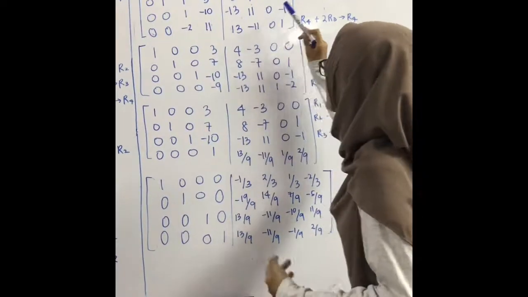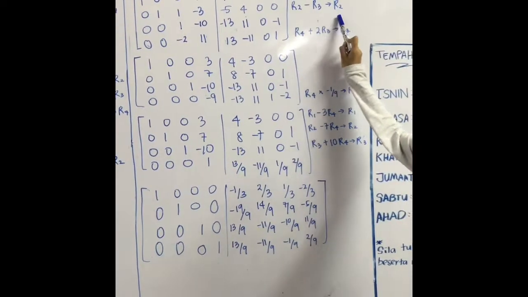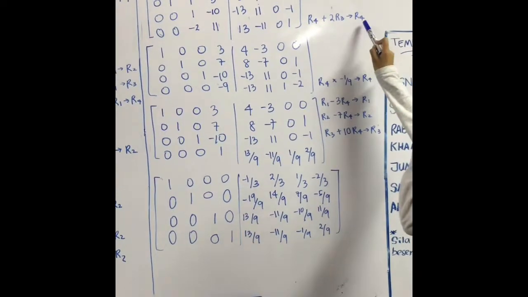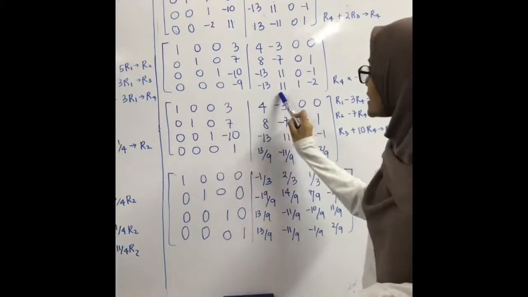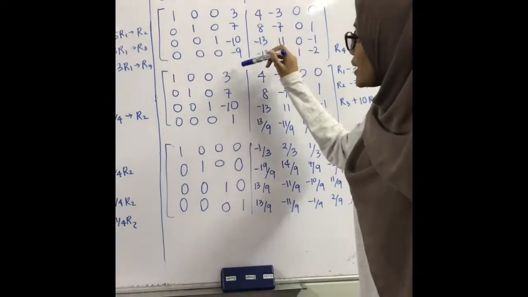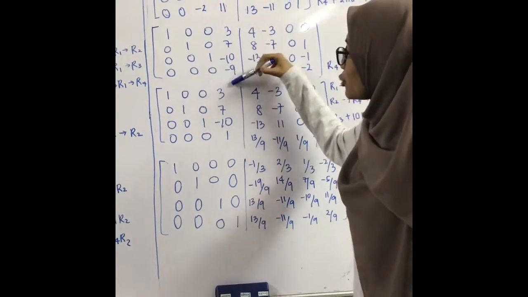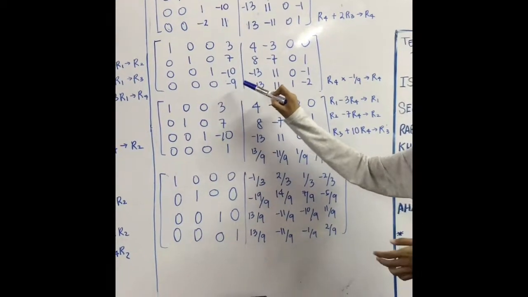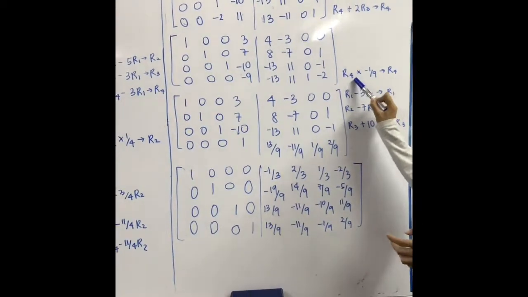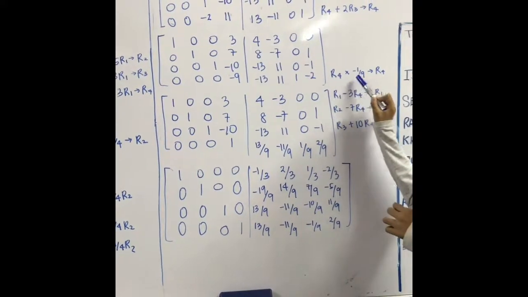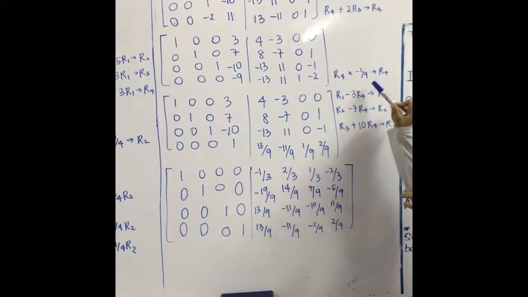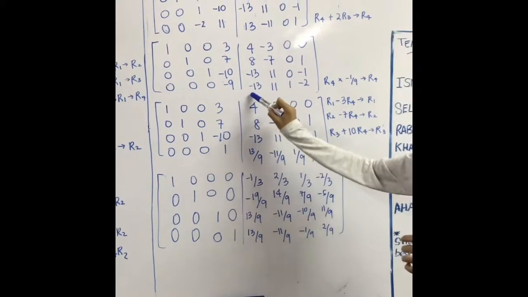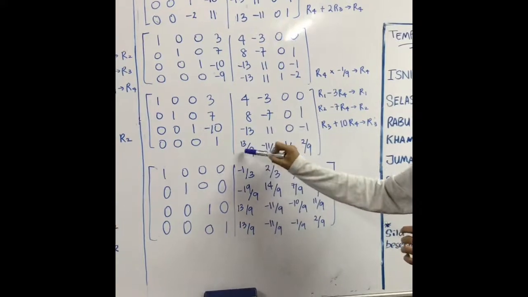And then we proceed to the next step, R2 minus R3, so that we get R2, and R4 minus 2 R3, and then we get R4, and we will get this. Then we will be left with the last row, where we change the negative 9 into 1 by using this equation, which is R4 multiplied by negative 1 over 9. Then we will get R4, which is 1 here.